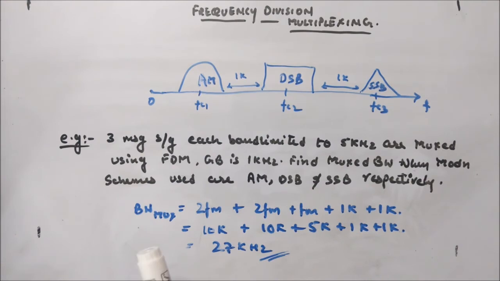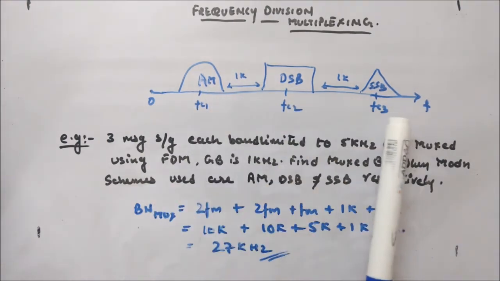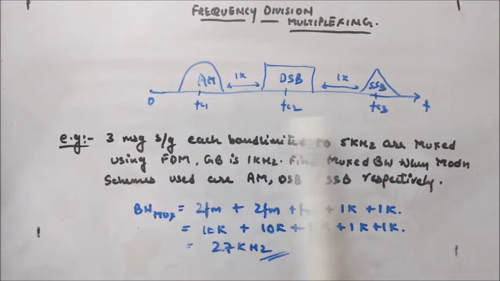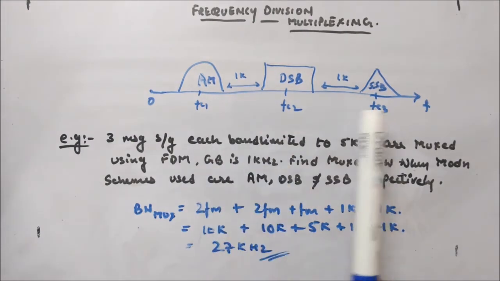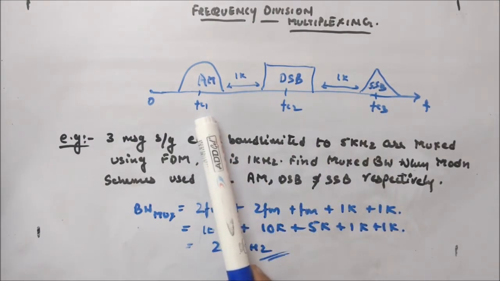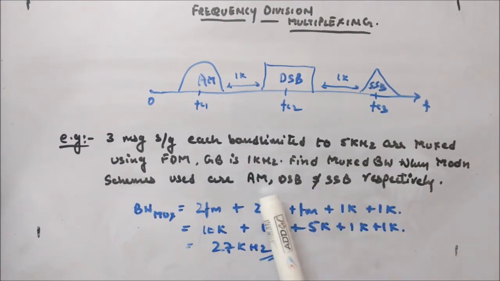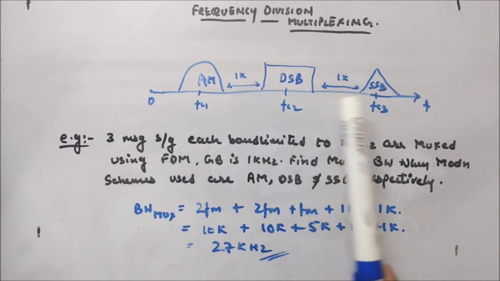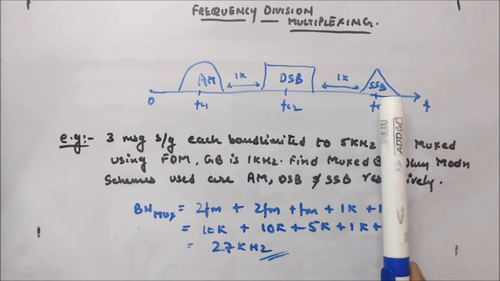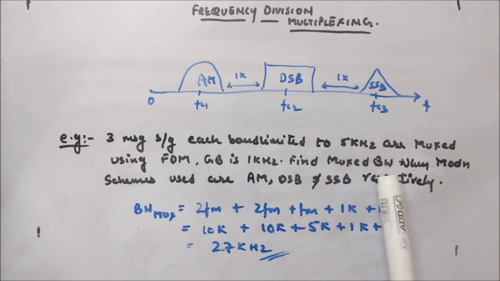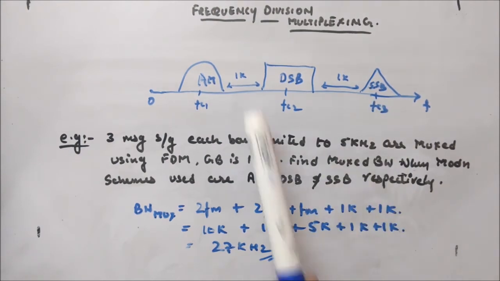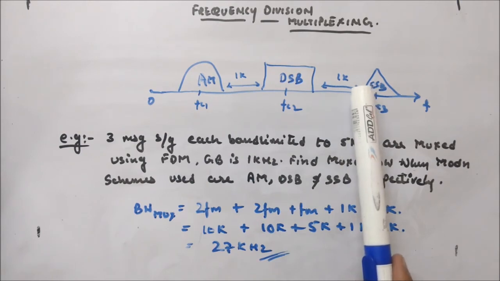So let's look at the solution. You can think of it in this way. So this is your channel, and message 1, 2, 3 are modulated with carrier frequencies FC1, FC2, FC3. Now the modulation schemes used are AM, DSB-SC, and SSB-SC. So your channel bandwidth or multiplex bandwidth you have to calculate. This is the 1 kHz guard band again.